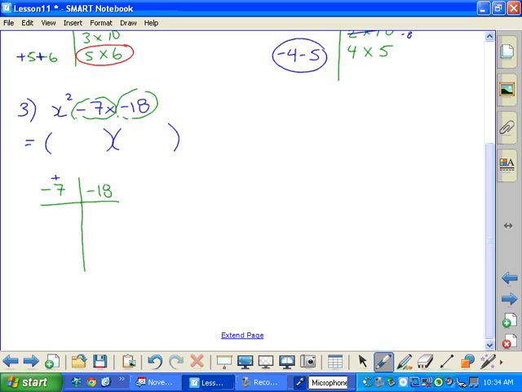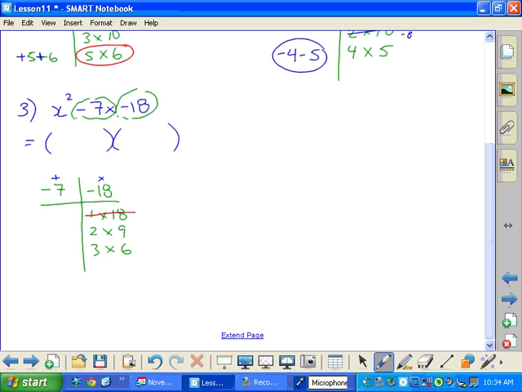So again, this is my adding, this is my multiplying. So what multiplies to 18? 1 times 18. And for those that can jump right to final answer, do so. You don't need to show this chart. 2 times 9, 3 times 6. 4 doesn't work, 5 doesn't work, 6 is repeating. So here we are. Can I get any of those to add up to -7?